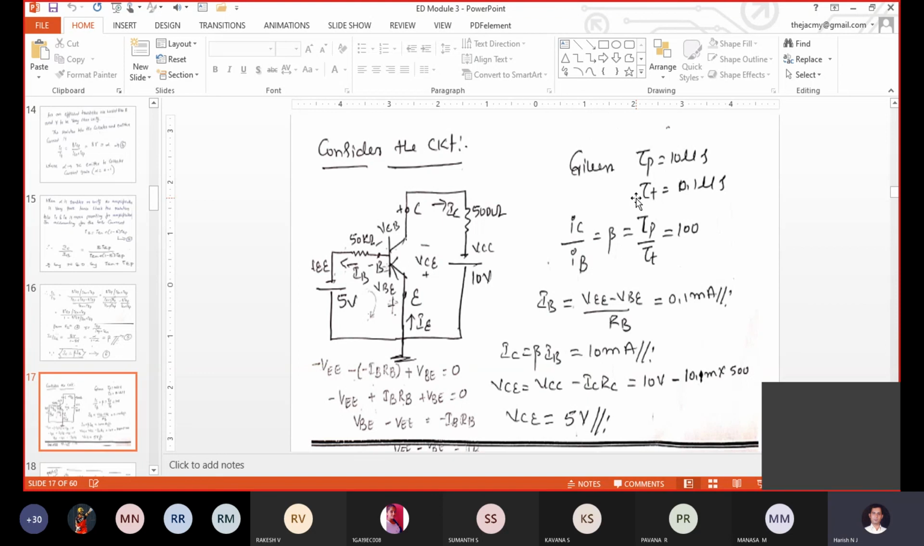Is it clear? Okay. So now, how are we going to calculate all the parameters IC, IB, IE and VCE? This thing we will discuss in the next period. Next period means the fourth period. Okay, I will take the fourth period also today. We will discuss this and we will move to another concept, BJT fabrication. Okay, so any doubt here?